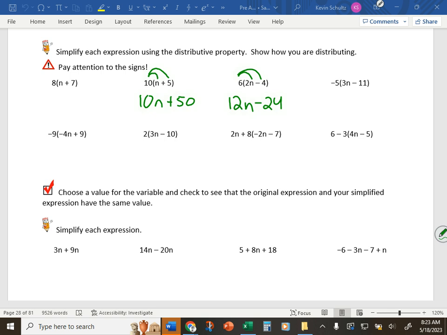Now, you see those parentheses? Those parentheses tell you you're going to need to distribute in. But the question is, what do you distribute into the parentheses? Do you distribute the 2n? Do you distribute the 8? Do you combine 2n and 8 to get 10n and distribute the 10n? What are you putting into the parentheses there? And the answer to that question is what is being multiplied by the parentheses.